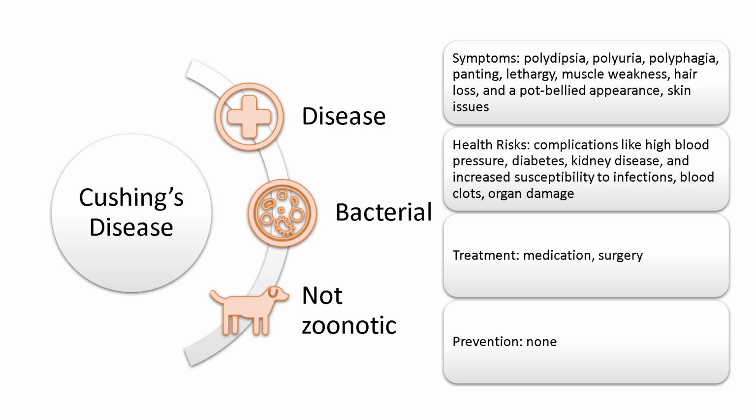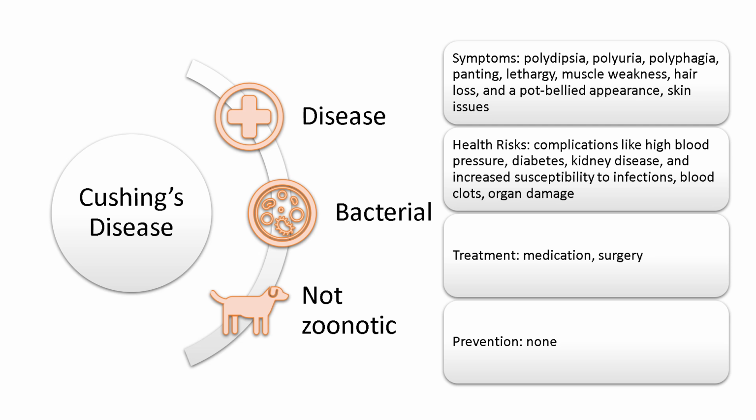Cushing's disease is typically caused by the overproduction of cortisol, a hormone produced by the adrenal glands. This can happen due to either a tumour in the pituitary gland or a tumour in the adrenal glands. Cushing's disease does not spread between animals.